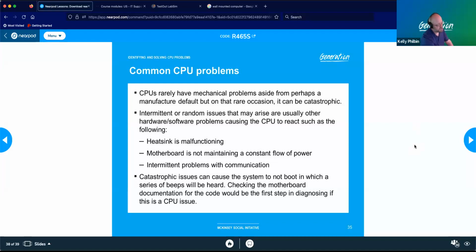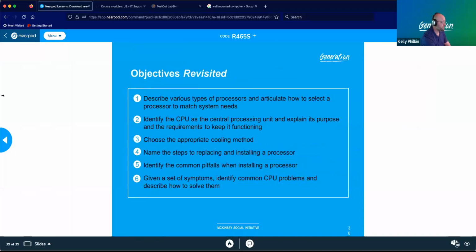And then you would just check the motherboard documentation, see what the code means, and it would basically tell you if the problem was with the CPU or not. Like it's not able to detect it or something along those lines, or it doesn't recognize it, which also happens.